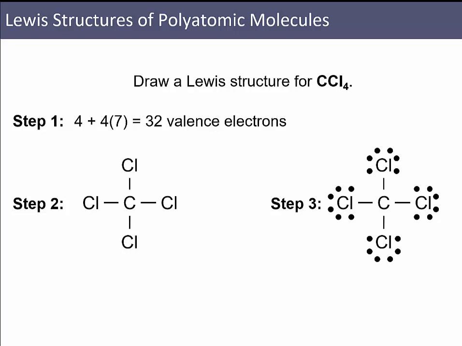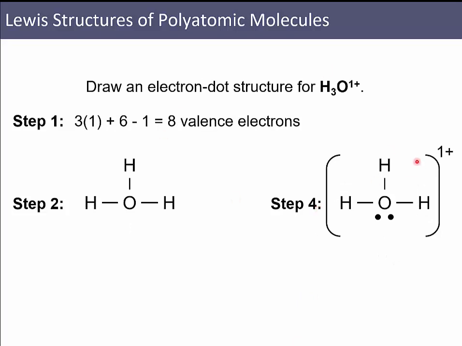If we are dealing with an ion, we're still counting up the number of electrons in that molecule. So here it's H3O plus. We've got 3 electrons coming in, 1 from each hydrogen, and 6 electrons coming from the oxygen. It's a plus charge, so we take 1 away. We've got 8 valence electrons.